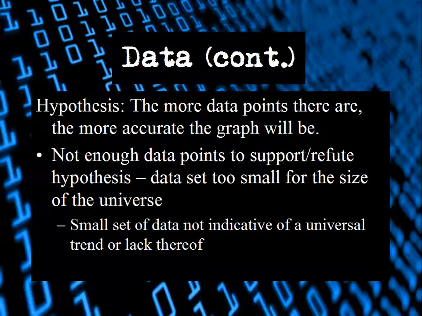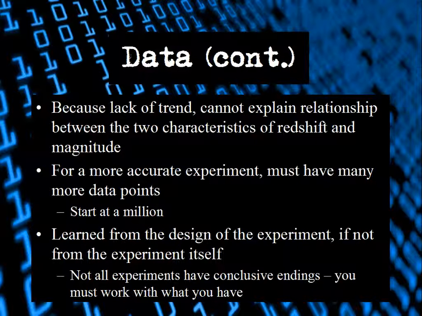My hypothesis was that the more data points there were, the more accurate the graph would be. However, there were not enough data points to support or refute my hypothesis because the dataset that I had chosen was much too small for the size of the universe. A little set of data, at most 1,000 data points, is a mere fraction of the trillions of stars that live in our universe, and therefore my small set of data was not indicative of a universal trend or lack thereof. And because of this lack of trend, I cannot explain the relationship between the two characteristics of redshift and magnitude, because there was no pattern at all.